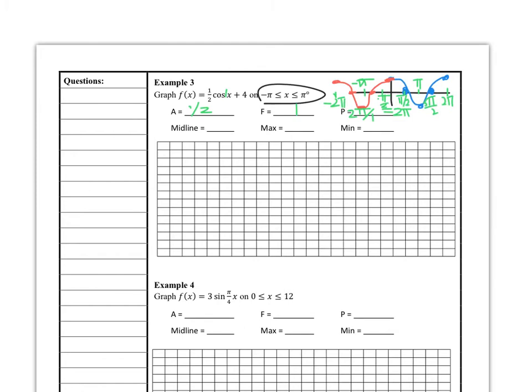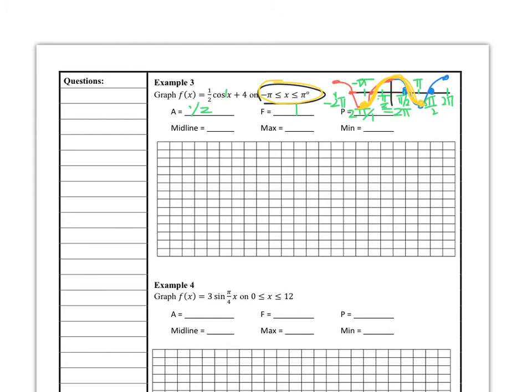Okay, so I need to plot from negative pi to pi. So that means from here to here. This is the only portion of the graph that I'm actually going to plot on my actual graph below. And also let's figure out our midline, our max and min.